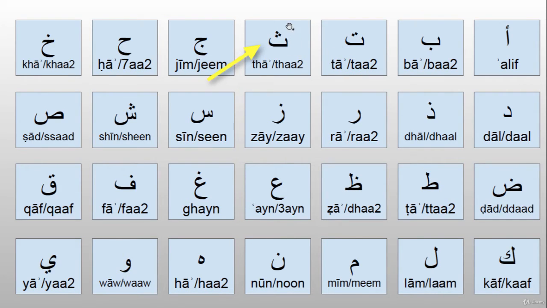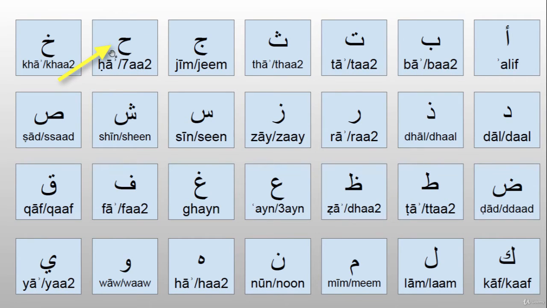Then we have the letter Th, which is similar to the sound at the beginning of the word three in English. And then we have the letter Jim, and it is roughly equivalent to the letter J or the sound J in English, as in George, but some dialects like Egyptian dialect call it gim and use it as g in English, as in the word girl.